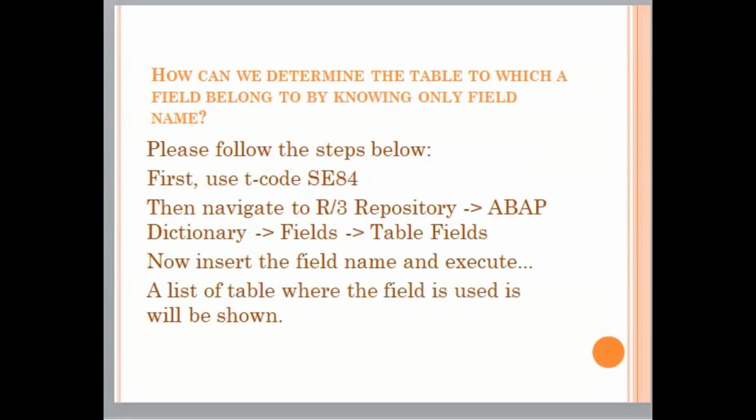How can we determine the table to which a field belongs by knowing only the field name? Answer. Please follow the steps below. First, use T-code SE84. Then navigate to R/3 Repository, ABAP Dictionary, Fields, Table Fields. Now, insert the field name and execute. A list of tables where the field is used will be shown.